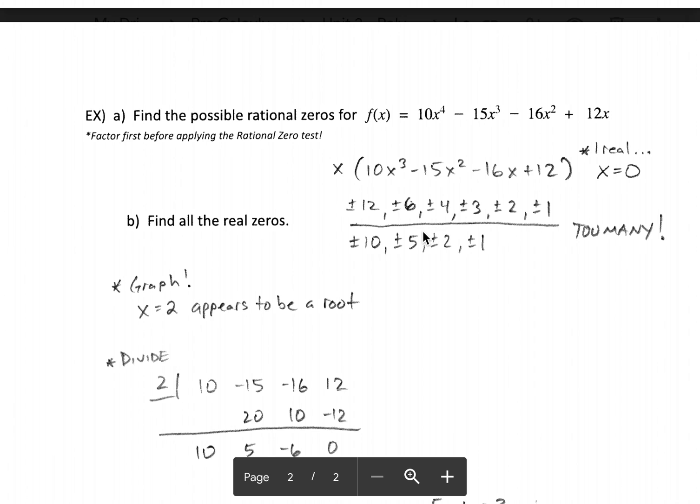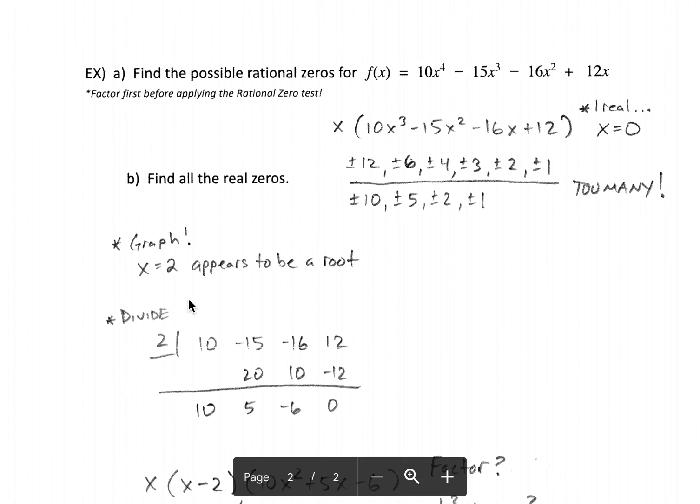So according to the test, that's real. According to my graph, that works out. I can also look at my data table and verify once more that if I plug a 2 in, I get a 0 out. So I know I can use 2 to divide and factor my polynomial.